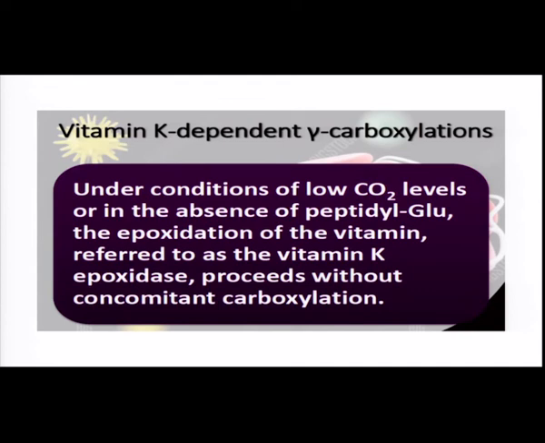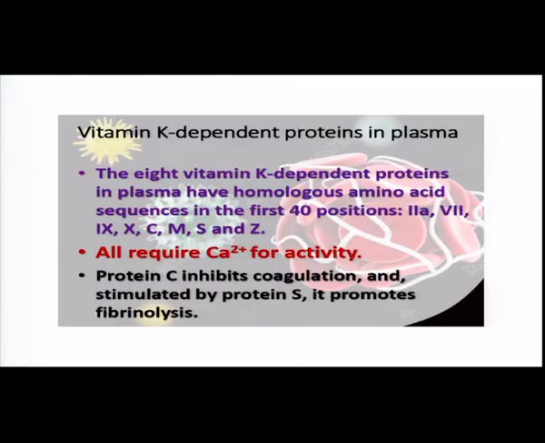Now, as I've told you, you have dozens of post-translational modifications being catalyzed by vitamin K. The one we have seen, gamma carboxyglutamic acid residues, is a classic one, and a similar role is played by vitamin K in a variety of such post-translationally modified proteins. Now if you look at the reactions, it's quite interesting. Around 8 vitamin K dependent proteins in plasma have homologous amino acid sequences in the first 40 positions. This is quite interesting to note.